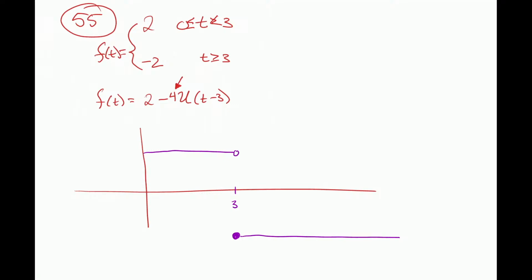We got the 4. And then the Laplace transform of this is easy. The Laplace transform of f of t is going to be 2 over s minus 4e to the negative 3s over s, something like that. Look at the back of the book, right? Hey, I love it. All right, what else do we need to take a look at?